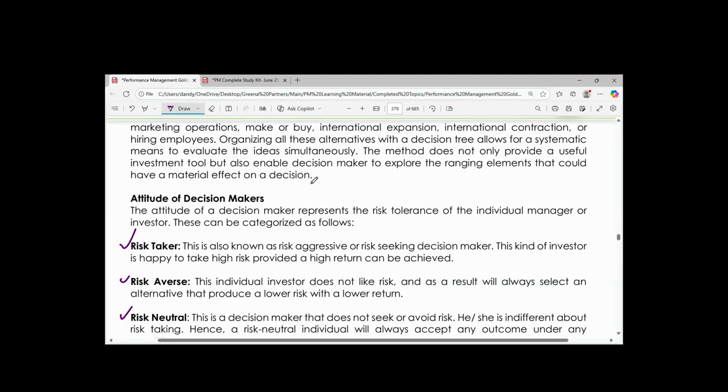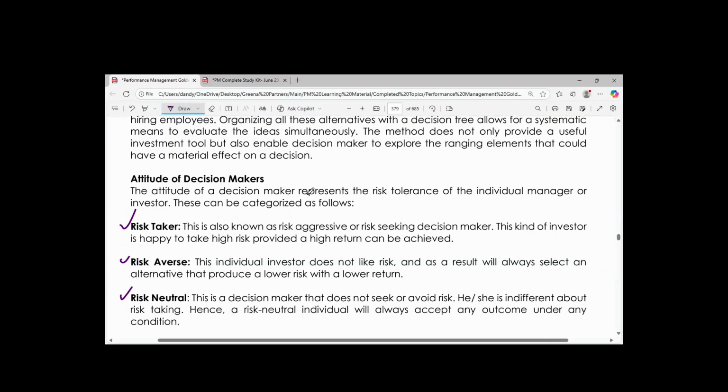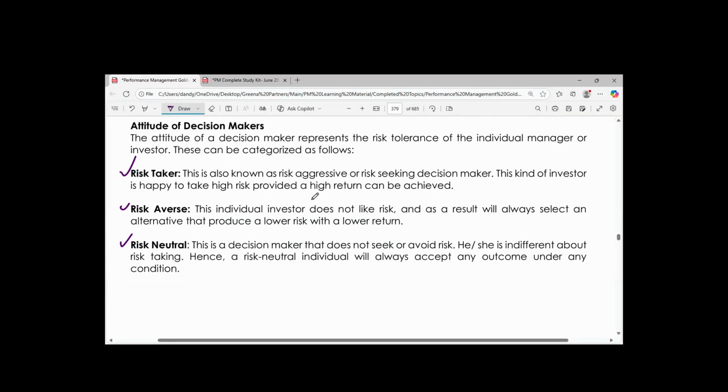Like I repeat once again, we have only one topic left in performance management, which is learning curve theory. It's very straightforward and simple. Within 2 or 2.5 hours, we are done. So in our next class, that's what we are going to do. Once we are done with learning curve, that's the end of performance management.